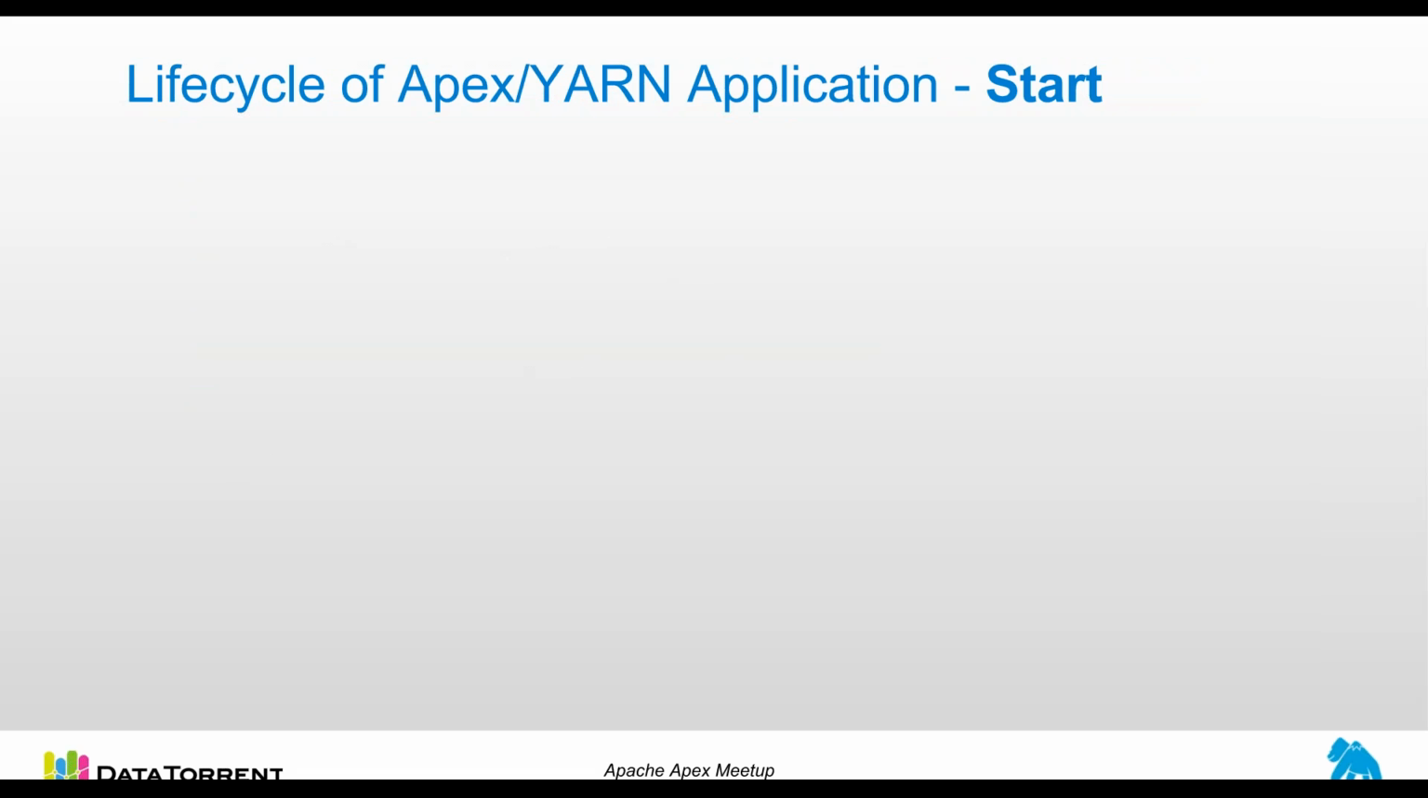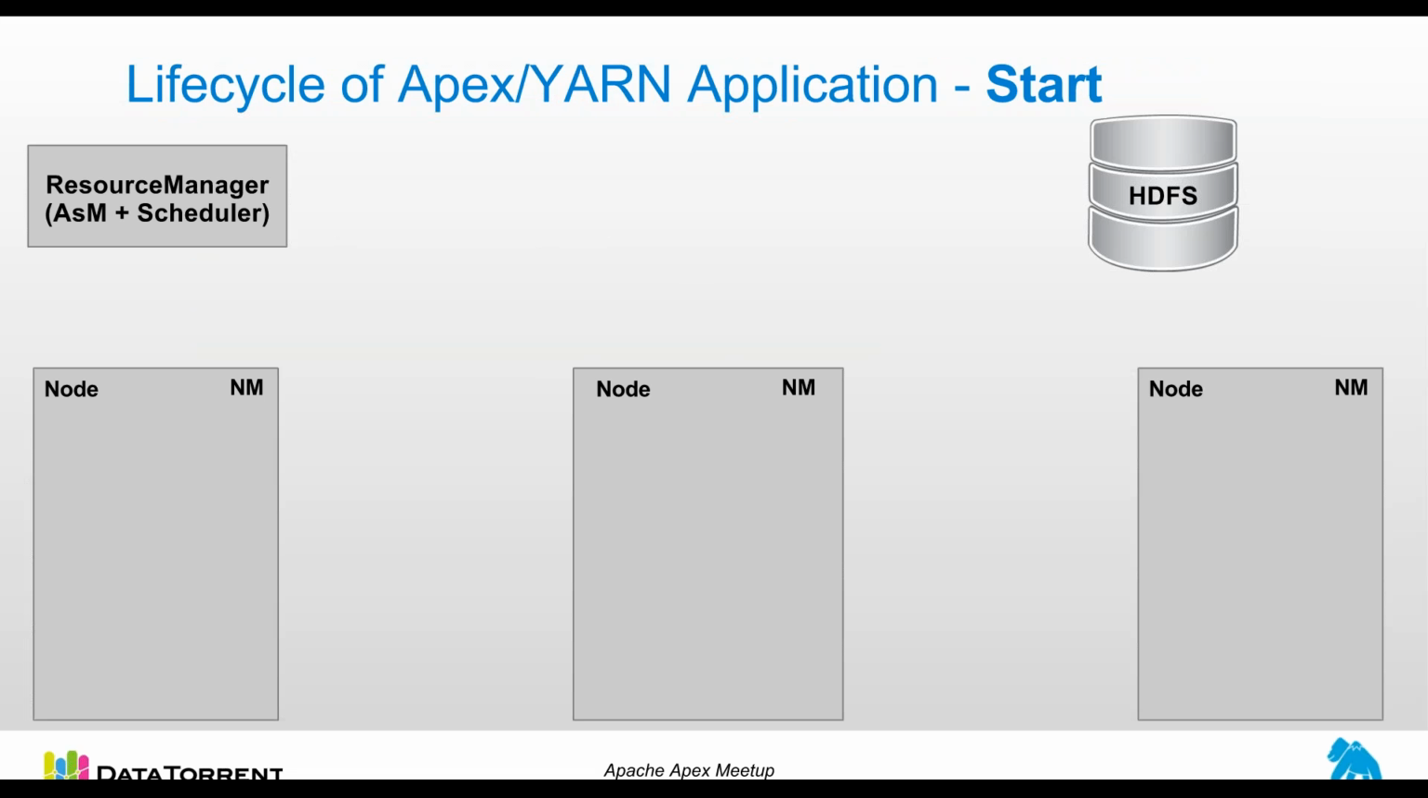All right. So let's go ahead, and we saw how Apex is actually a YARN application. Let's see what different life cycles it goes through. The first life cycle is the starting of an application. Again, let's say we have a 4-node cluster. We have a resource manager, we have node managers, and there is an HDFS file system there.